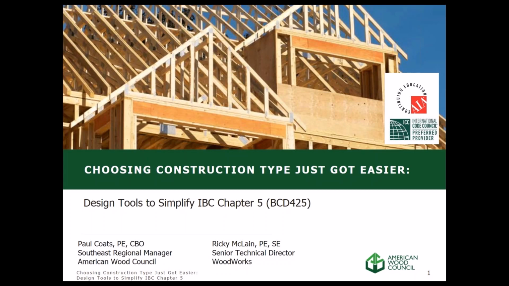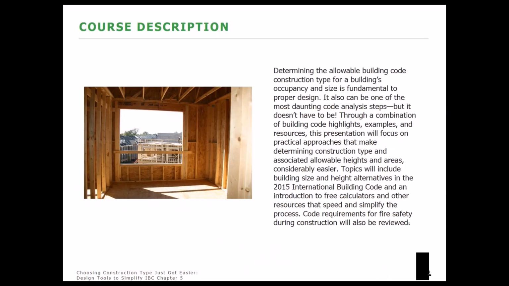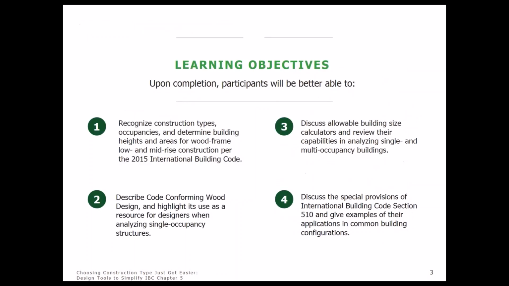The name of the presentation is before you, Choosing Construction Type Just Got Easier: Design Tools to Simplify IBC Chapter 5. IBC, of course, the International Building Code. We have a course description that you've read or you wouldn't be here. But this is all about determining what construction type a building can be, especially if it could be a wood construction type based on its size and area. So we're going to walk through some things in Chapter 5.